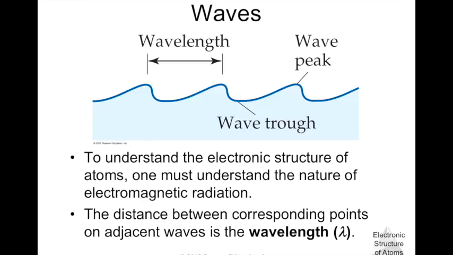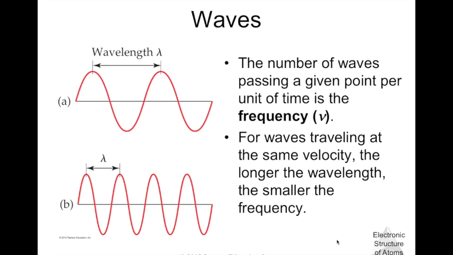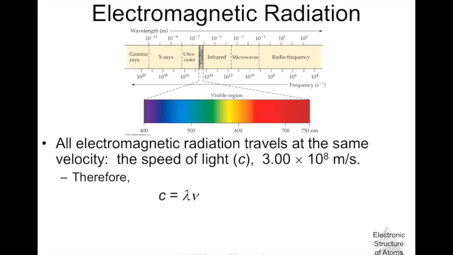Before you can start talking about the electronic structure of atoms, though, we've got to talk a little bit more about the nature of electromagnetic radiation. To do that, we've got to define a couple terms you're probably familiar with. Wavelength is basically the distance between corresponding points on adjacent waves. So it'd be the distance between peaks or the distance between troughs, and that is abbreviated with the Greek symbol lambda. We also talk about frequency, the number of waves passing a given point per unit of time. So that's wave frequency.